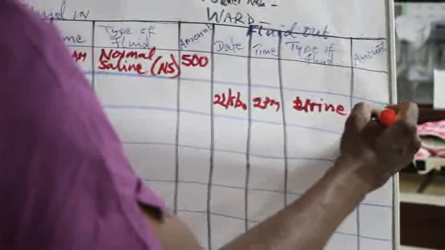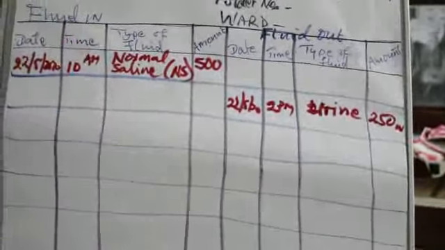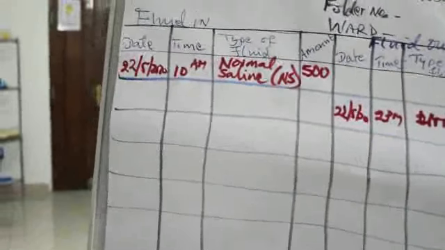The other column is the fluid out. For instance, when you give a patient 500 ml of fluid, maybe within 1 or 2 hours, and that patient passes out urine, there is need for us to monitor the amount of urine that the patient is passing out, so as to maintain the balance of fluid. You will be monitoring the amount of fluid you have given to see whether this patient has actually taken that same amount of fluid out.